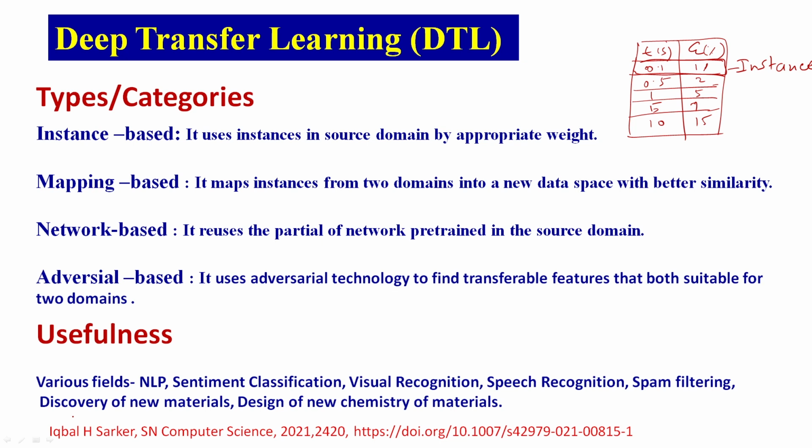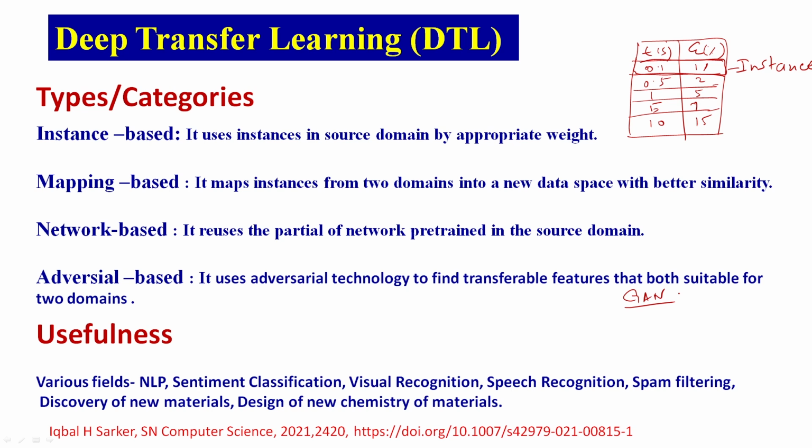One can also use network based. It reuses part of a network pre-trained in the source domain. So, in a new domain, the partial network of the pre-trained domain can be used, that is called network based. One can also use adversarial based. I already talked about GAN, generative adversarial network. Please go back to my lecture. It uses adversarial technology to find transferable features that are suitable for both domains, that is all. But this is not widely used; mostly instance based, mapping based and network based are widely used.